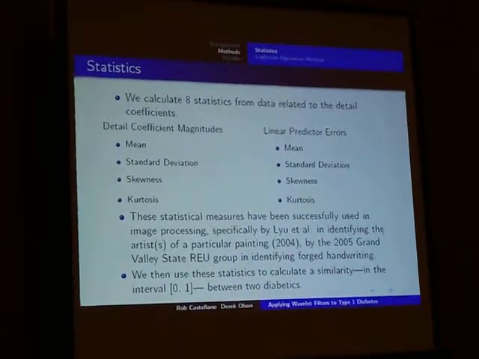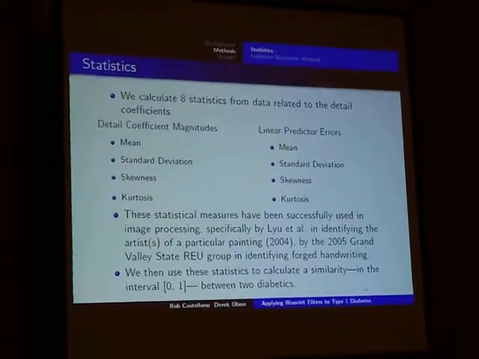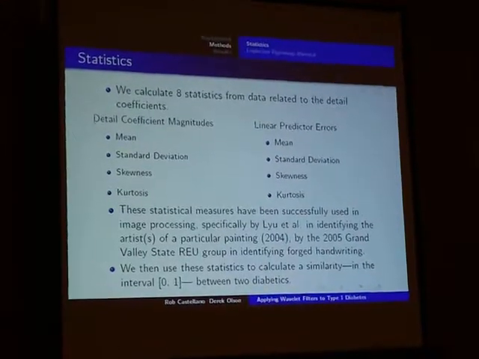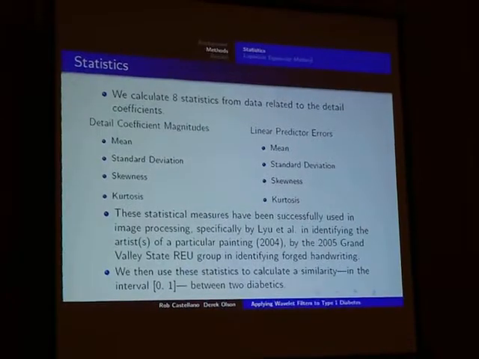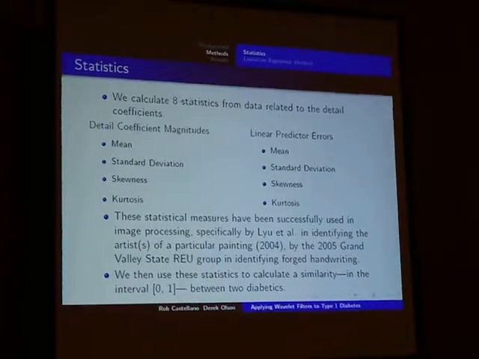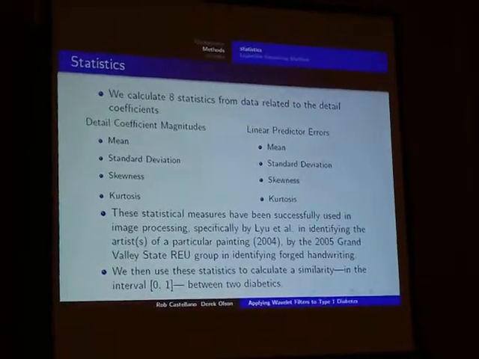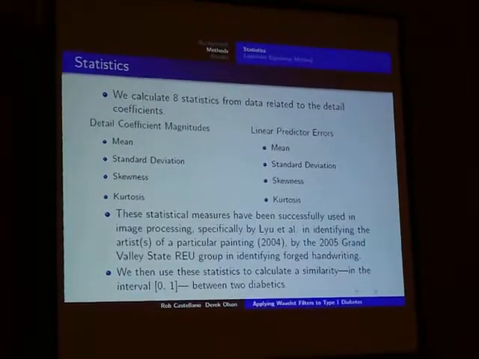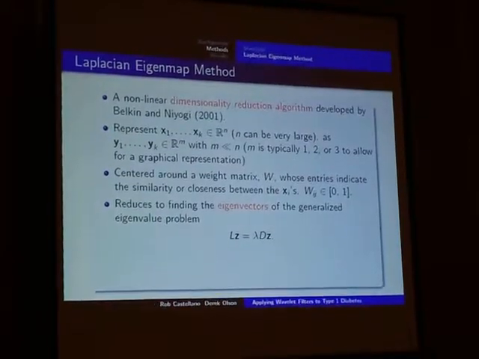The reason we chose this method was that methods similar to this have actually been used successfully before. In 2004, Liu et al. used them to identify the artist or artists of a particular painting, and the 2005 RU group used them to identify forged handwriting samples. So what we want to do with these statistics is calculate a similarity between 2 diabetics. And this similarity is going to be in the interval [0, 1], with 0 being not similar at all, and 1 being very similar. And this similarity we're going to use in the Laplacian eigenmap method.